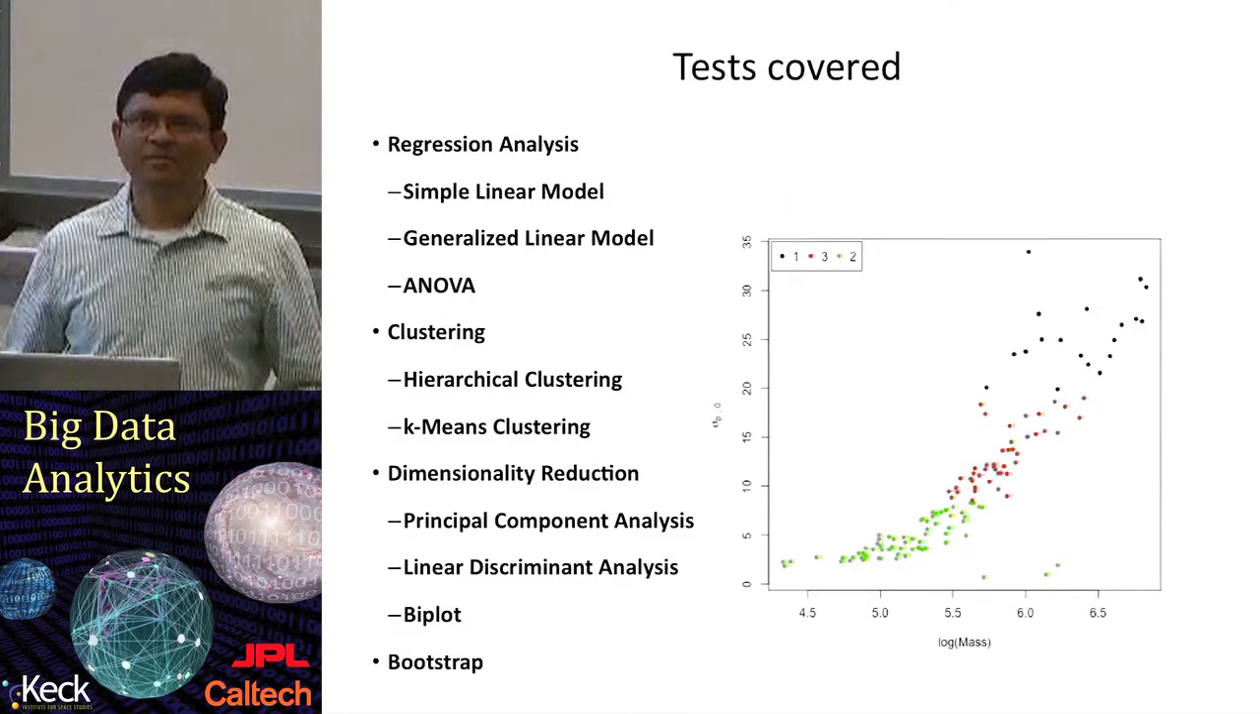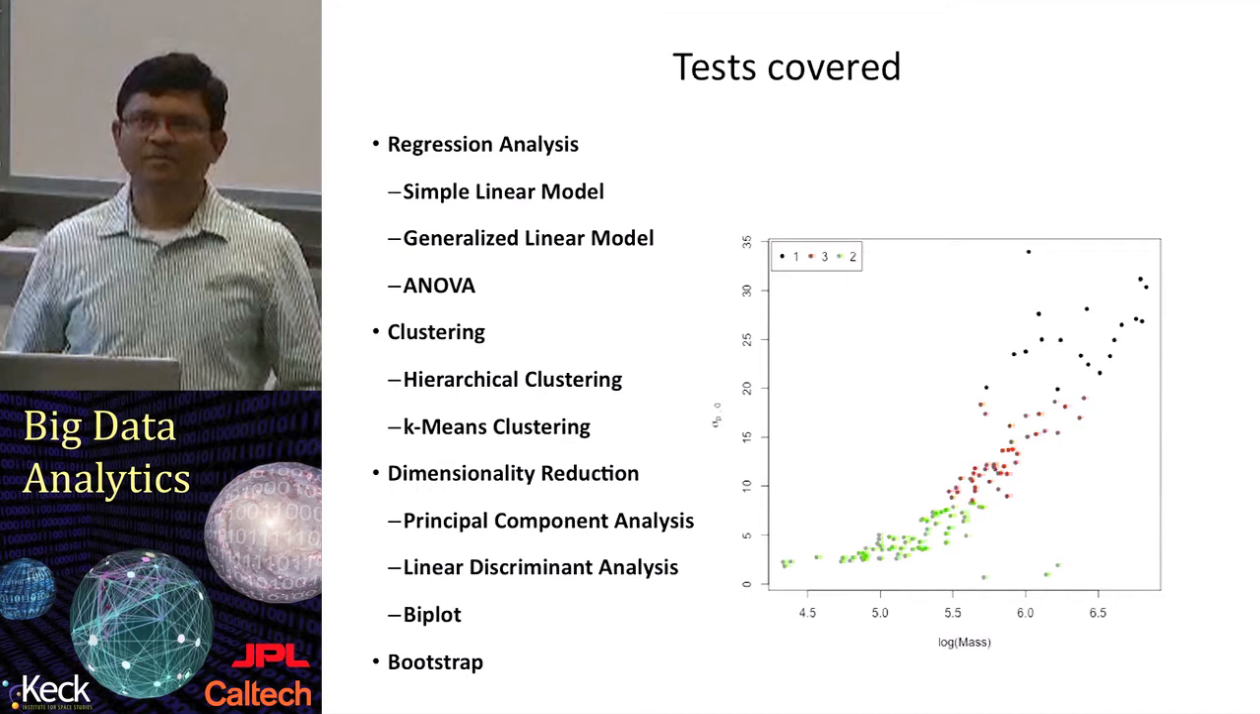There is the regression analysis, the simple linear model that I mentioned, and then generalized linear model as well, ANOVA, and within clustering there is hierarchical clustering and K-means clustering. On the right-hand side, the plot that you see is the output of one such K-means clustering. The three different types that you see in that plot are three clusters that were returned by K-means, and we'll see the example in slightly more detail in the next couple of slides.